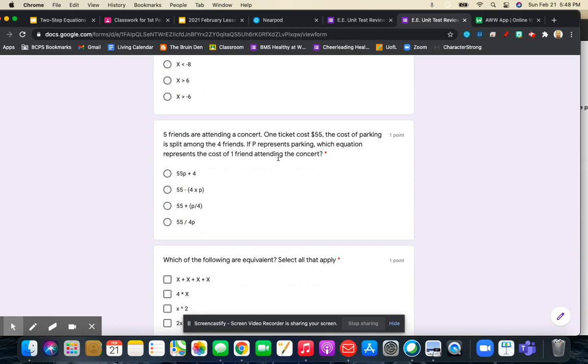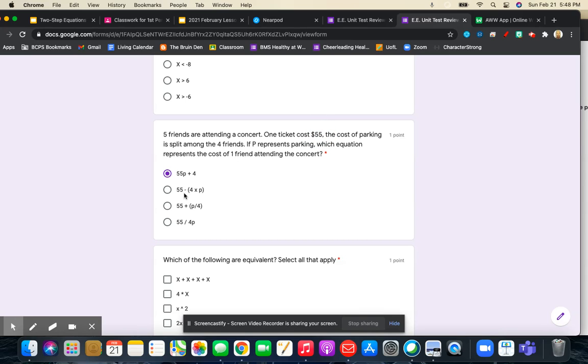All right, 4 friends are attending a concert. One ticket costs $55. The cost of parking is split among the 4 friends. So that means the parking is represented by P. Which equation represents that concert? All right, so if we look at this, is parking going to be $55 and you're going to add 4? That doesn't make sense with what's happening. We know each person is going to for sure pay this $55. They're going to pay their ticket.